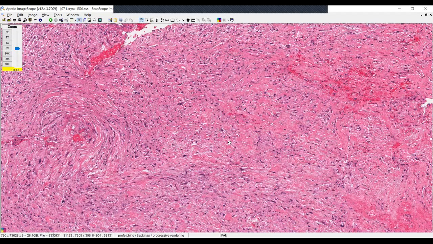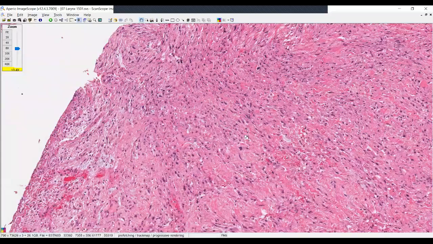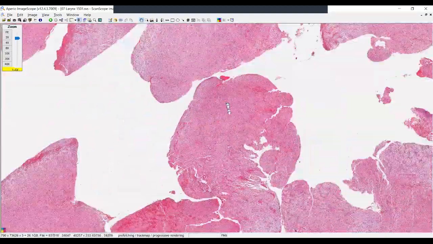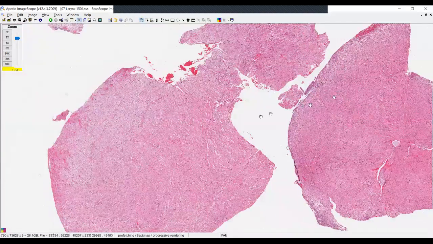Other lesions like nodular fasciitis, a spindle cell melanoma, and certainly even an inflammatory myofibroblastic pseudotumor can all be included in the differential, but those lesions generally have a completely different immunoprofile. And of course, something like an inflammatory myofibroblastic tumor has a much more inflammatory component than what you see in this example.